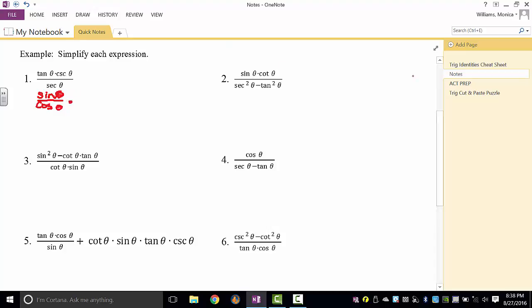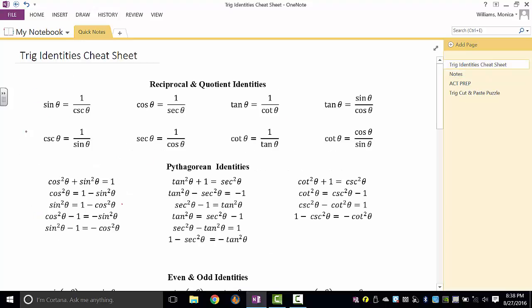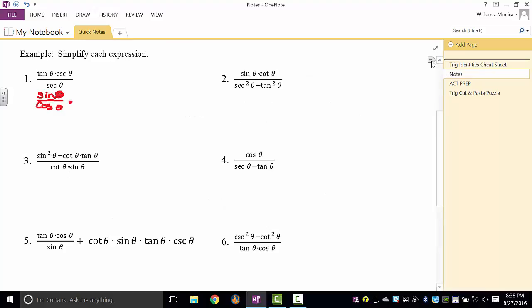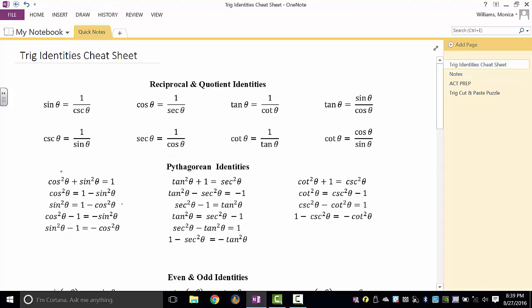Cosecant, you will look on your cheat sheet for cosecant. Cosecant here is 1 over sine. And then go to your cheat sheet for secant. Secant is 1 over cosine.